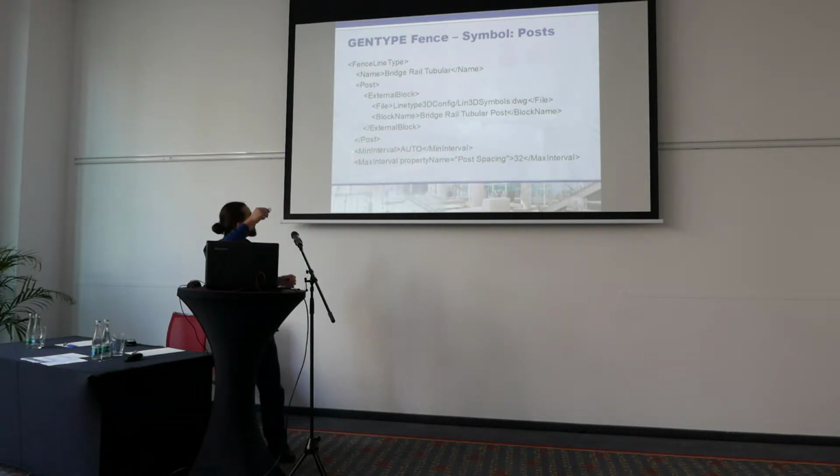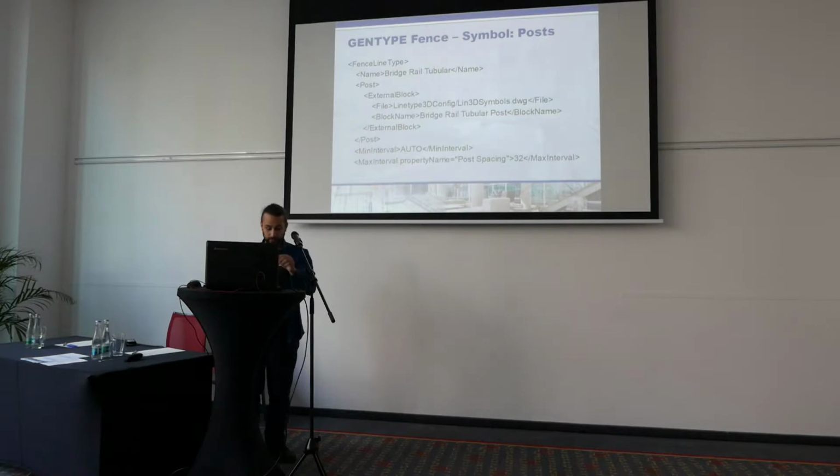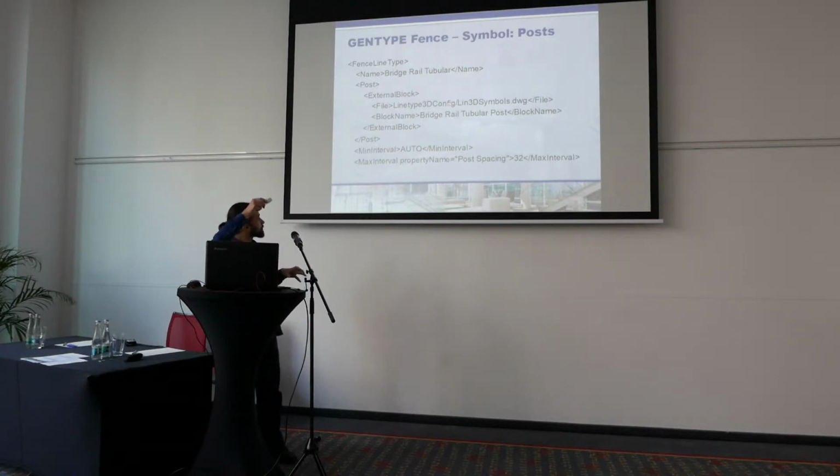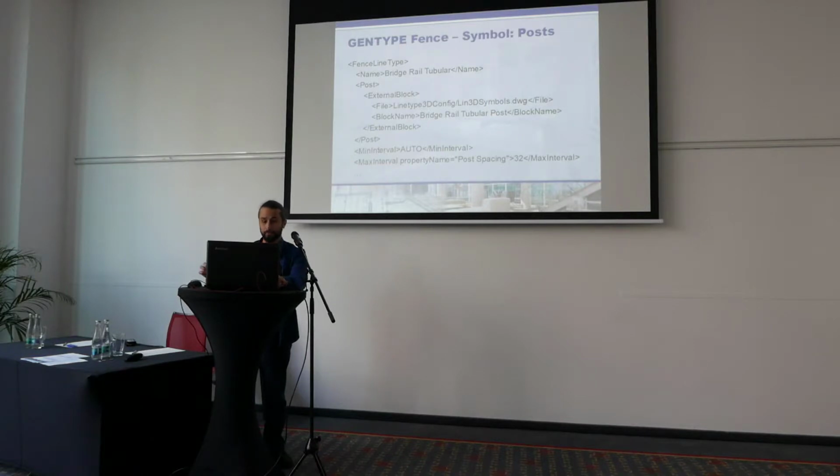Look at the tag max interval. This defines distance between posts. Usually this value is modifiable. That's why we have here a property tag too. For determining a post, we can use a symbol loaded from an external file. These lines refer to the file from which we should load the symbol for post and describe which block in this file we should use.